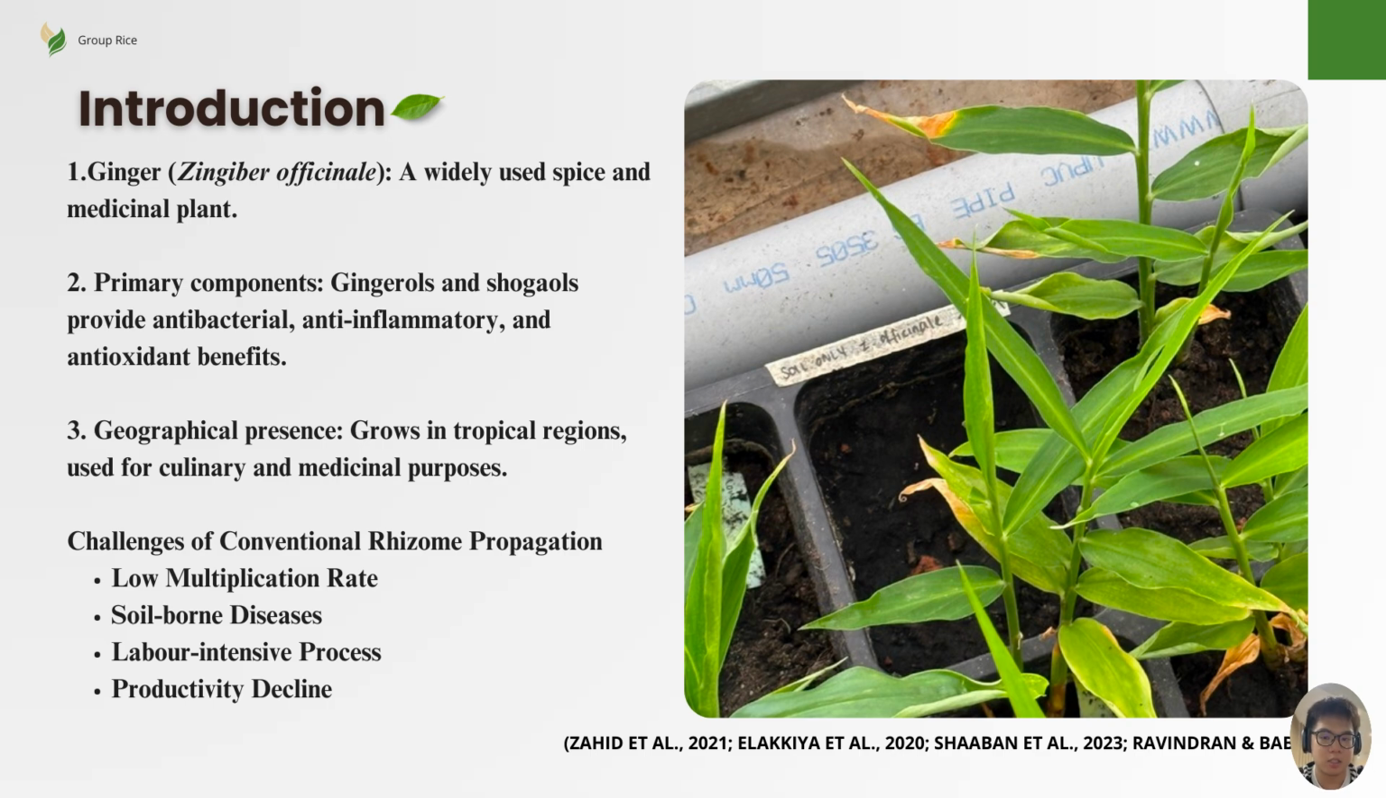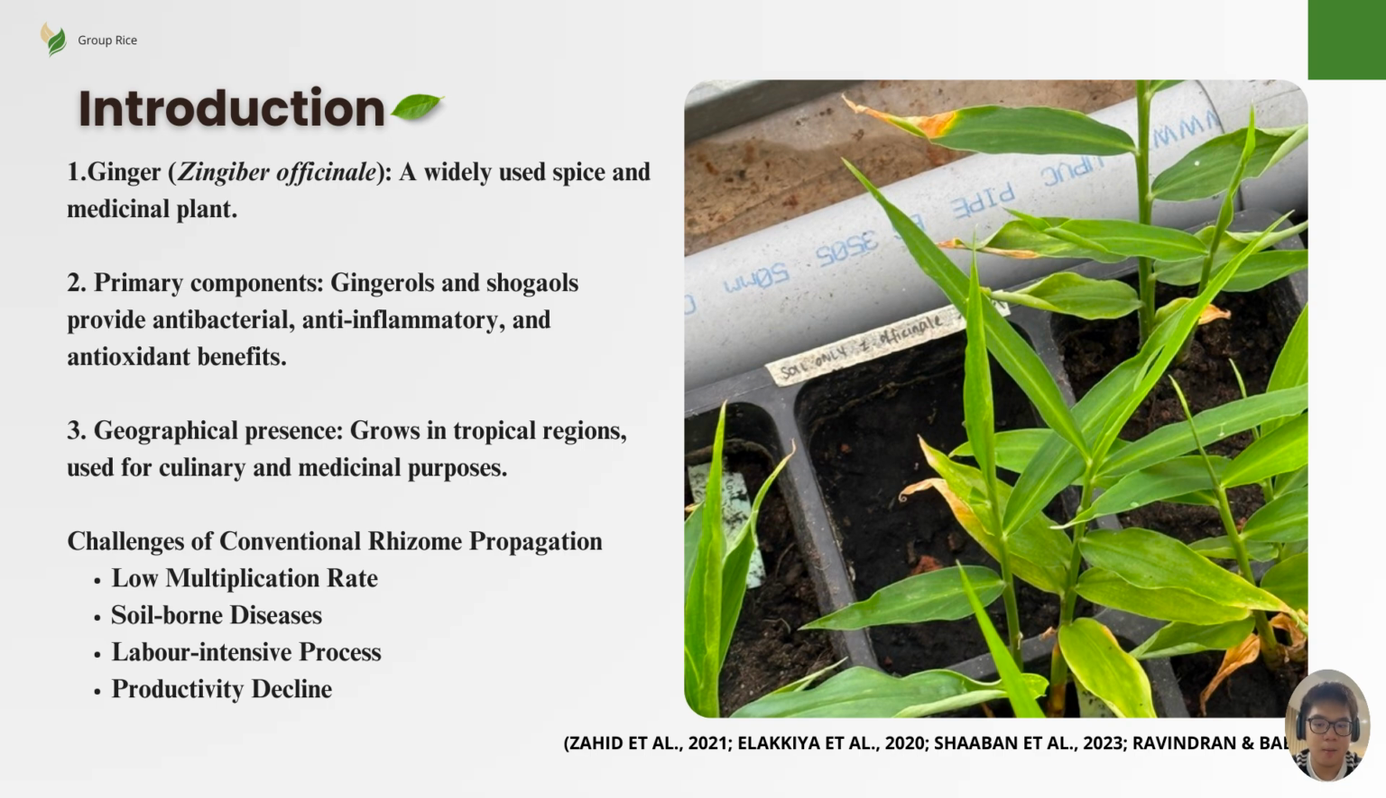medicinal applications. While ginger is in high demand, its conventional propagation through rhizome faces several challenges. First one, low multiplication rate, as ginger rhizomes take months to mature and can only produce a limited number of new plants per year. Second, soil-borne diseases. Diseases like rhizome rot severely impact yield and quality. Third one, labor-intensive process. Manual planting and harvesting requires significant human effort and resources.